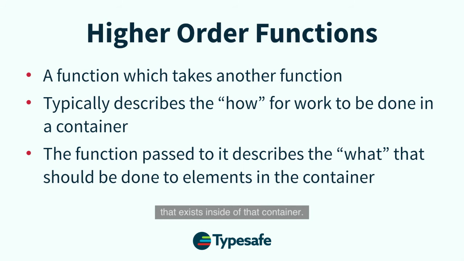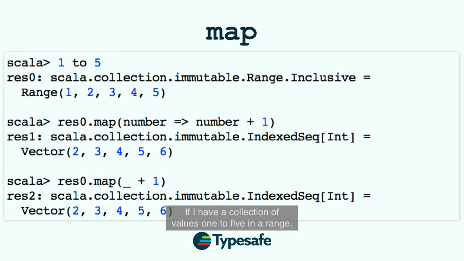If I have a collection of values 1 to 5 in a range, I can map over that collection by saying for every number in the collection, add 1 to each value. And that returns to me a new collection of values with every single one of them added by 1.